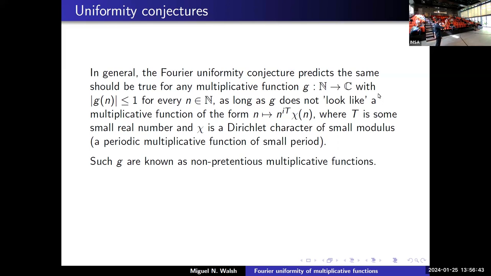Such functions that do not look like these ones are called non-pretentious multiplicative functions. This is terminology from a program started some 20 years ago that has become very prominent in the area, and it's the idea that they don't pretend to be this particular function. So one comment: what do I mean by look like? Well, the conjecture fails for these types of functions. But obviously, if I just modify the value of the function at one prime, then I still get essentially the same function, so I still get a counterexample, but it's essentially the same function. So it should be very close to these functions at most primes. Those are the exceptions, and the conjecture should hold in general otherwise.